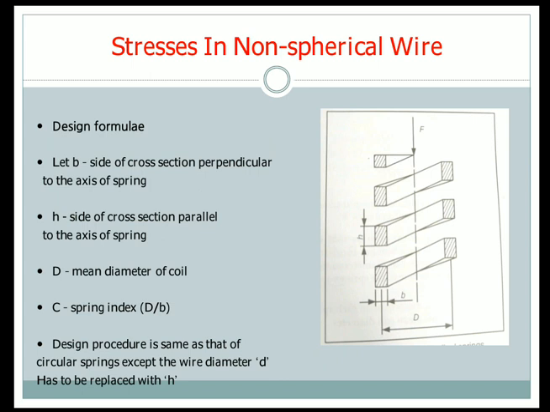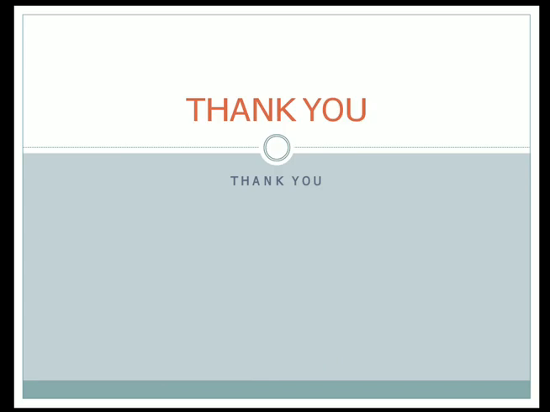Here b is the side of the spring cross section. We can easily find the values of d_i and d_o. d_i is equal to D minus b and d_o is given by D plus b. The design procedure is the same as that of circular springs, except the wire diameter d has to be replaced by h. All other procedure remains the same. In the next video we shall solve problems related to springs of non-circular wire, so we'll get an idea. Thank you guys.